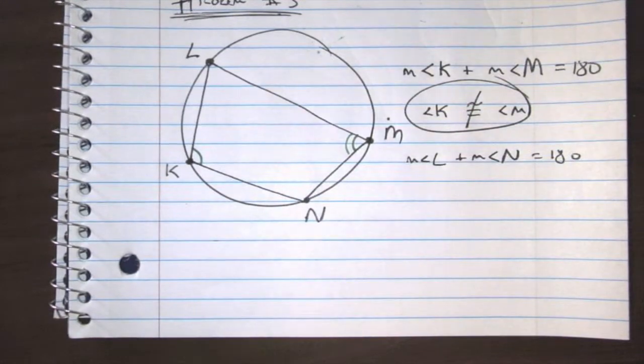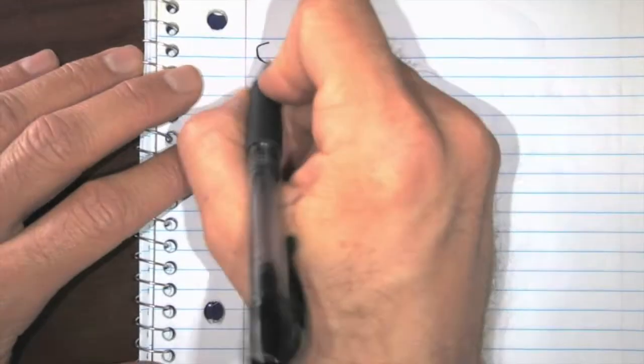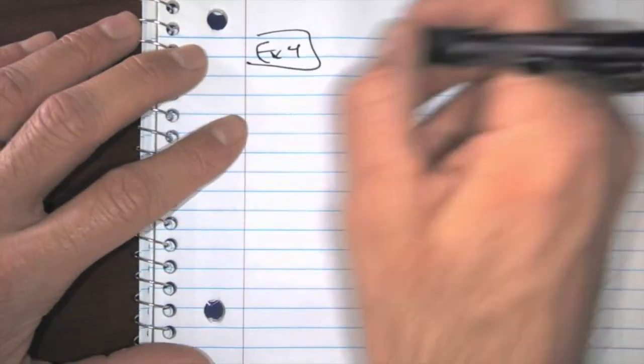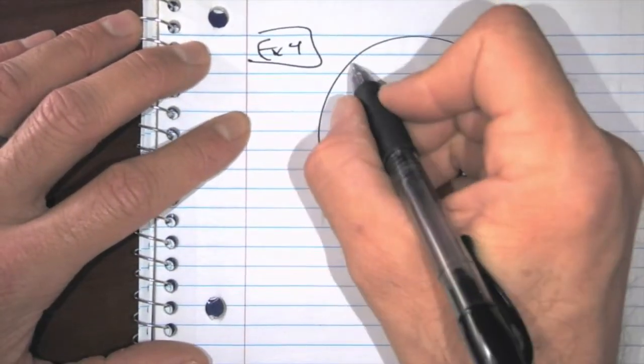Example 4. Last example, we'll finish. Example 4. No center. Quadrilateral.